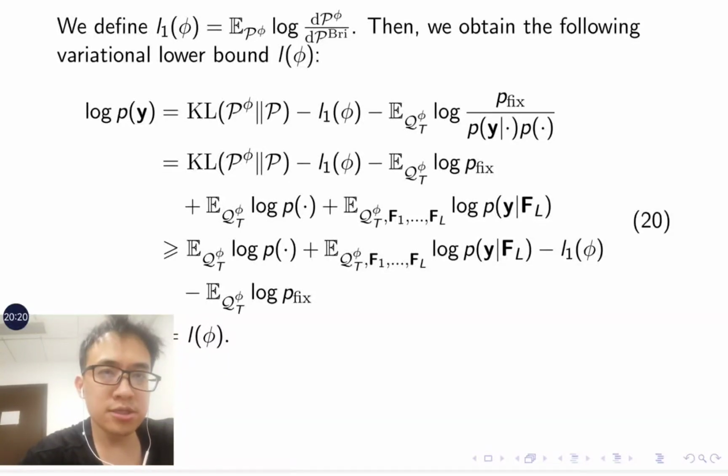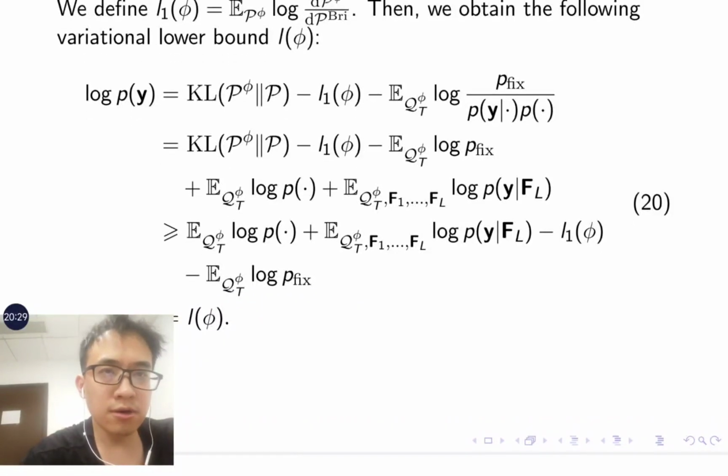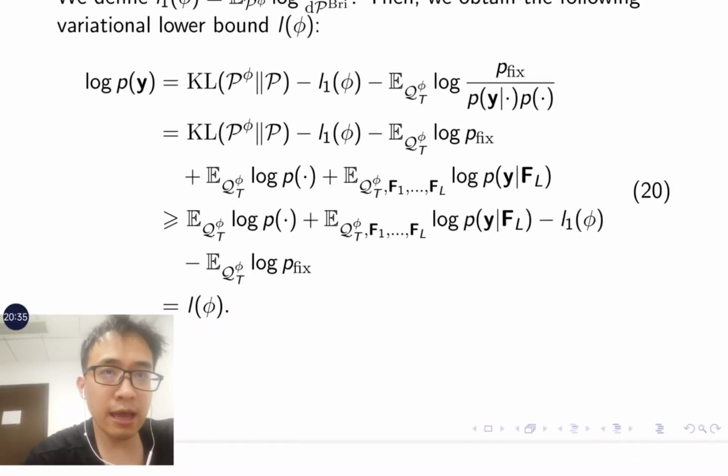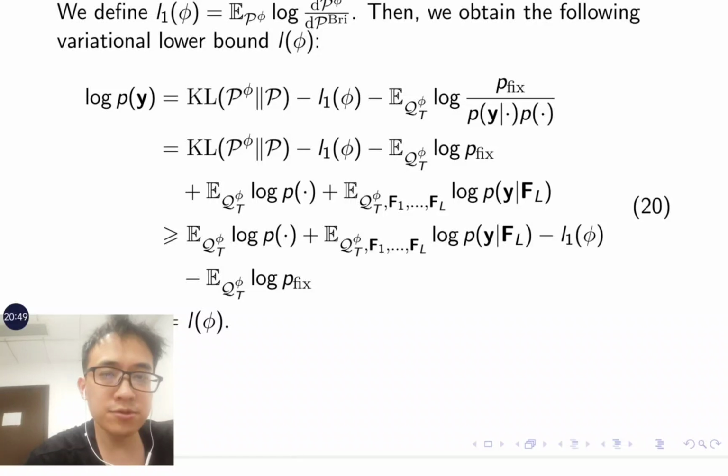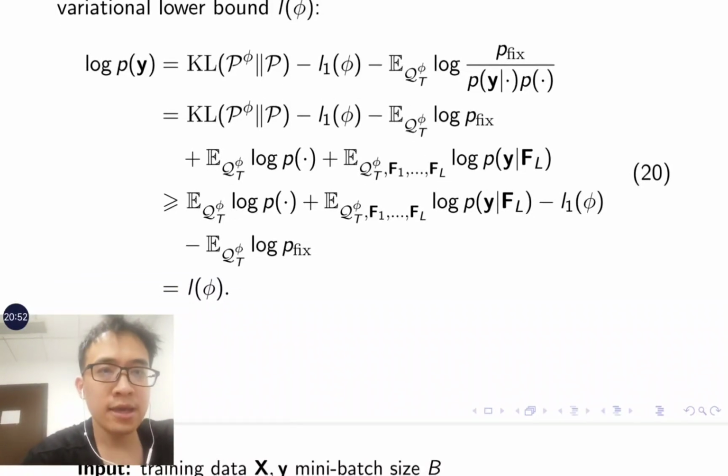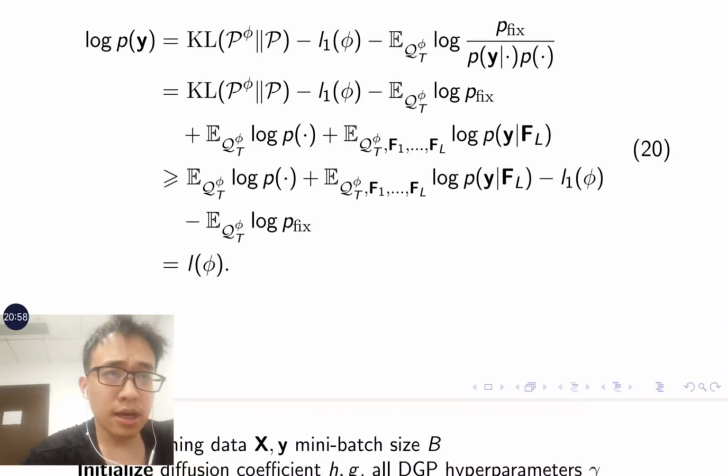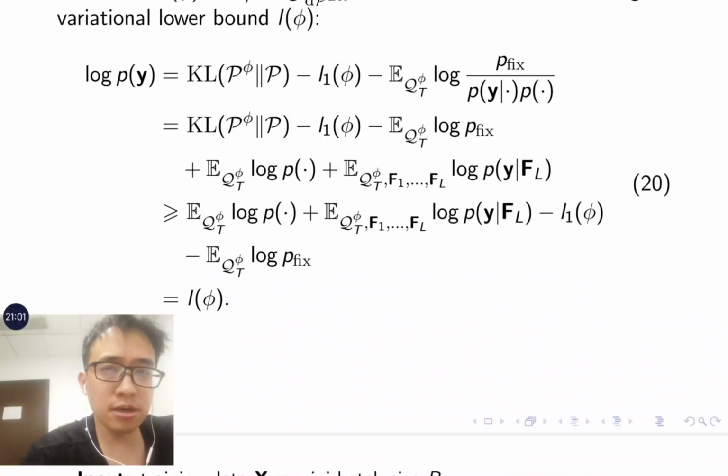Okay, and this is very similar to the traditional VI method, but we use the fact that the KL between two processes is also positive. In traditional VI we just use the KL of two different distributions, but in this method we use the KL of two processes. Okay, and finally we obtain an analytical solution of the marginal log p(y).